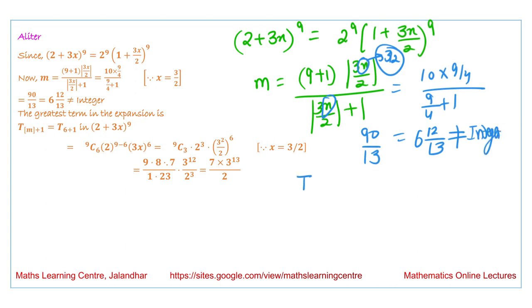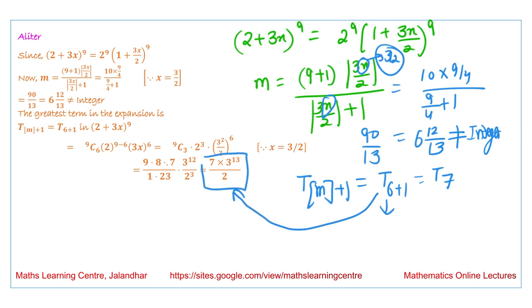So the greatest integer of m, plus 1, will give us the largest term, and this is equal to T(6+1), that is T7. The value of T(6+1) we have already seen is equal to 7 into 3^13 by 2. This is the value of T7, the 7th term.